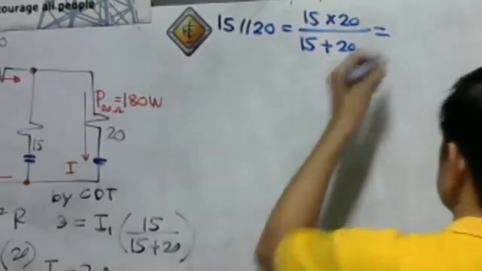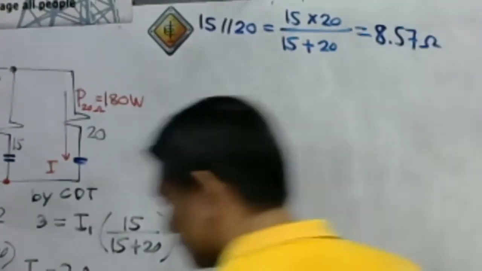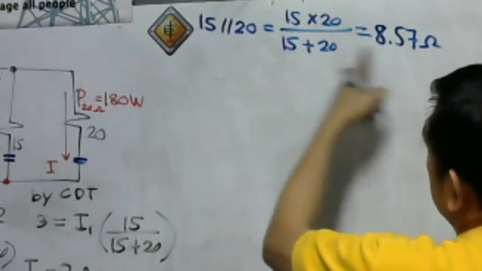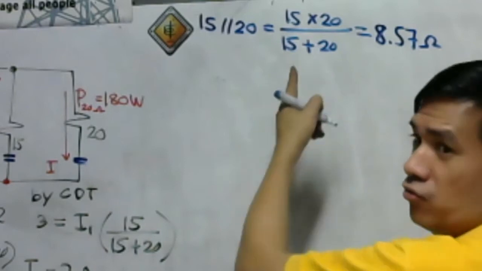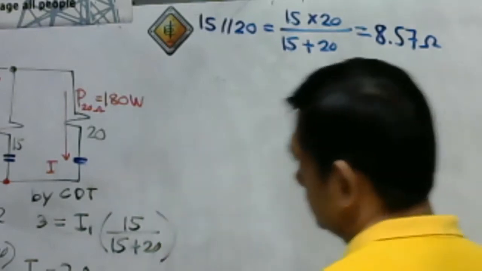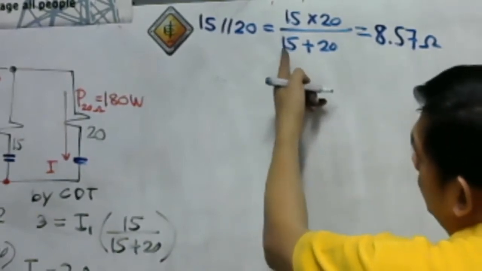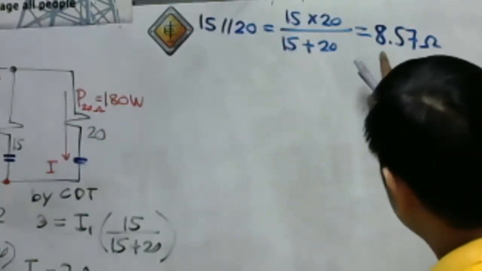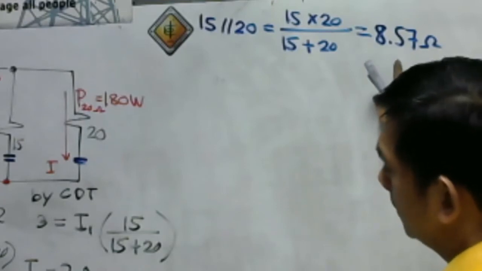8.57 ohms. And of course, that should be less than 15, the smallest resistance, no? If you will have more than 15 ohms, you are wrong. Always remember that. Your equivalent resistance must be less than the smallest resistance in any branch in a purely parallel circuit. So this is 8.57 ohms. Now, that is the equivalent of 15 and 20.